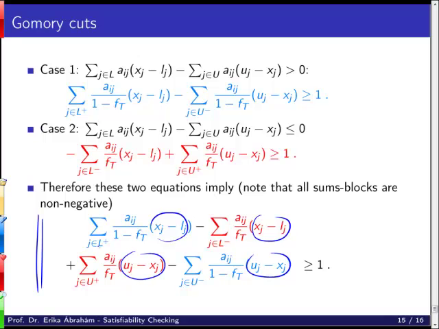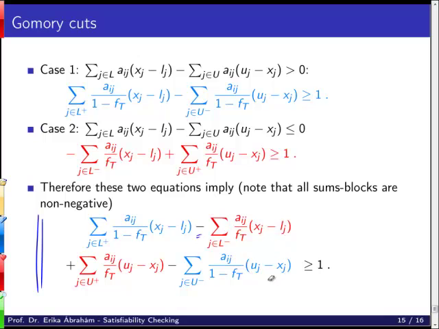Then where I have positive coefficients, I add it up. Where I have negative coefficients, I make the difference. That means each of these components is larger or equal to 0, together with their sign. This is the first observation. All sum blocks are non-negative, and then I get two implications from case 1 and case 2.